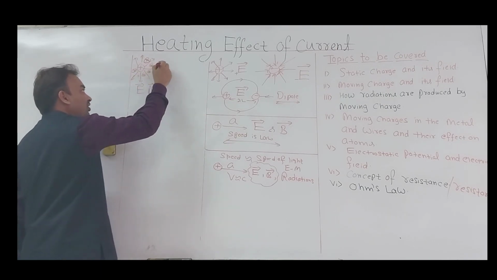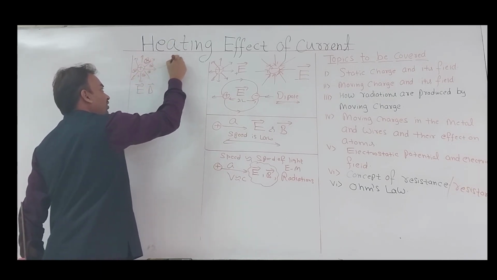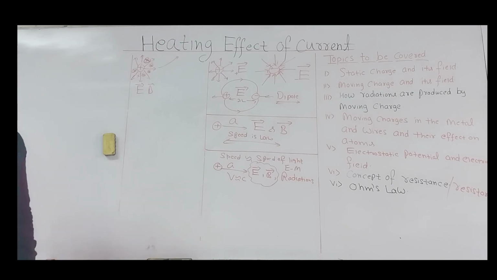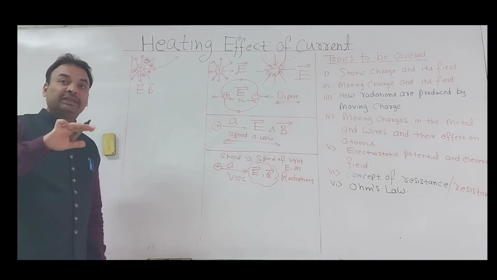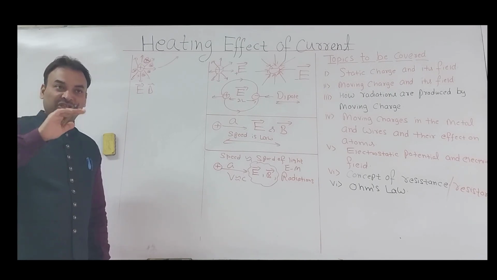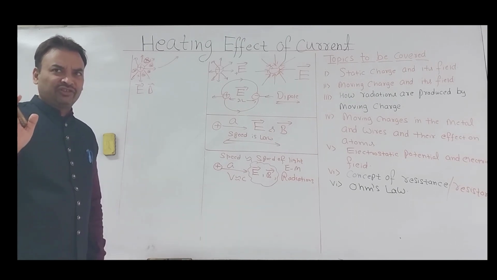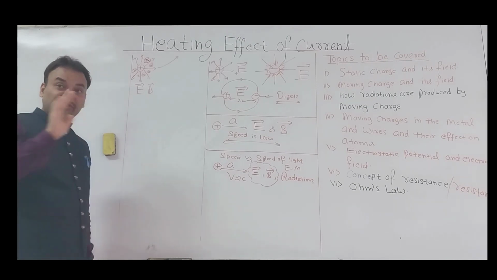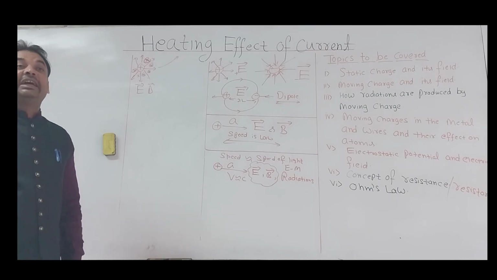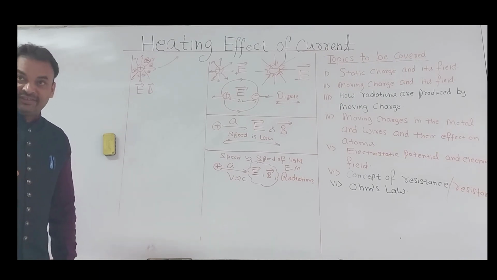If the charge changes its direction, right? Suppose the charge changes its direction, so what happens? By changing its direction, it will disturb both the electric and magnetic field, right? If there is a change in direction, there is a disturbance in the electric and magnetic field. That disturbance in the electric and magnetic field produces the radiations, right?